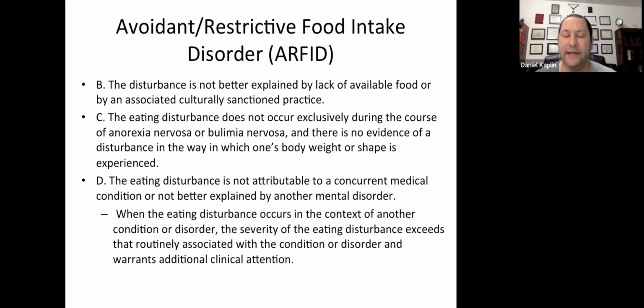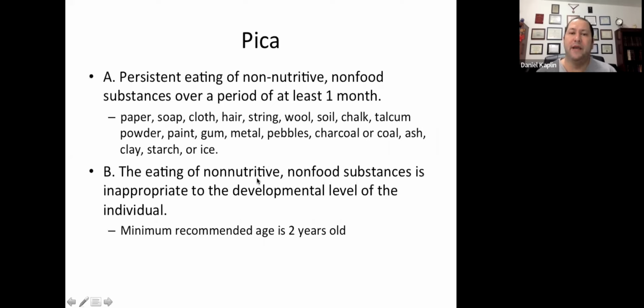Now, there are conditions such as being on the autism spectrum or having an intellectual disability that have higher rates of ARFID, as well as other feeding conditions. But that's why we specify it cannot be better explained by some other physical or psychological condition. So that's ARFID. Let's talk about pica.